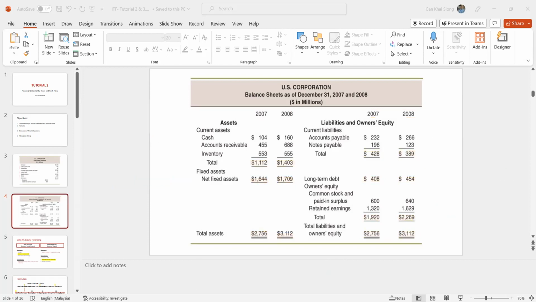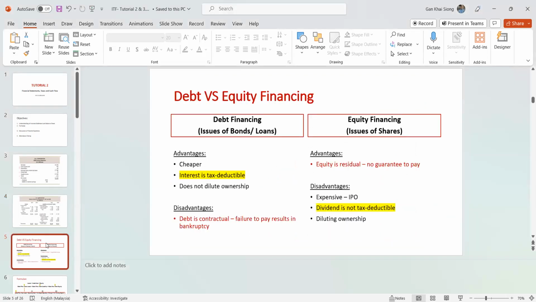Now, moving on, the next thing that you need to know is some theories. In the previous class, we said that there are two ways for a firm to raise finance. One is debt financing, in which they can sell bonds or borrow money from banks. Another one is equity financing, which we call the issue of shares. Now, here we need to look into the pros and cons of using debt financing and equity financing.